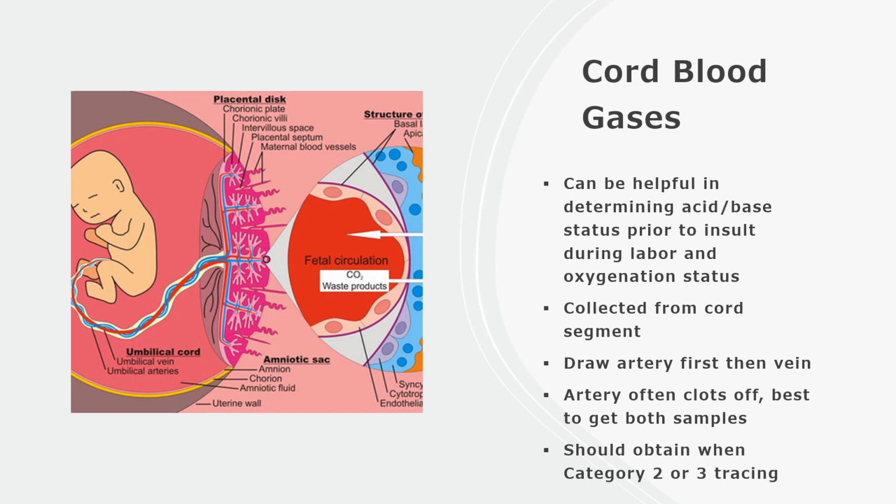So what we do is we take a cord segment and the nurse will draw the artery first. The artery is important because that's the blood coming from the baby. They often clot off though, and it's important you draw that artery first before the vein, because if you draw the vein first, it's going to collapse the artery. Now your gases are going to look better from the vein because that's the blood going to the baby from the mother. But it is important to get both sets of gases. And you should get gases if there's a category 2 or 3 tracing.